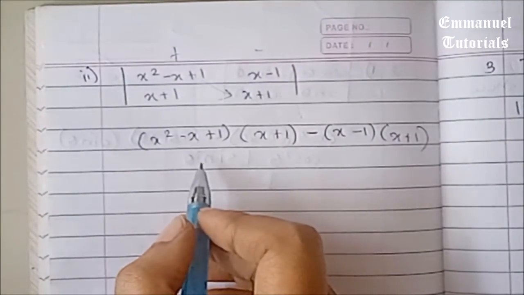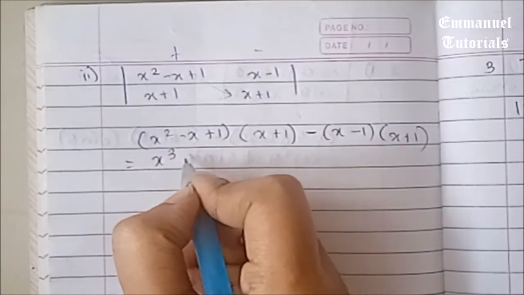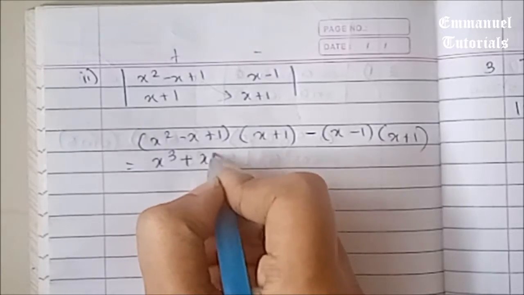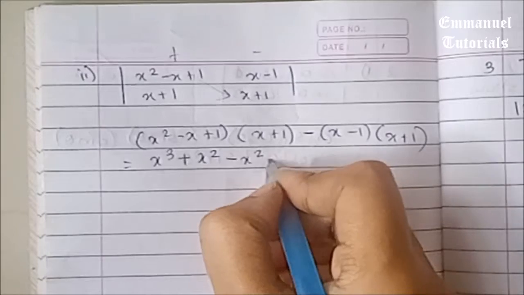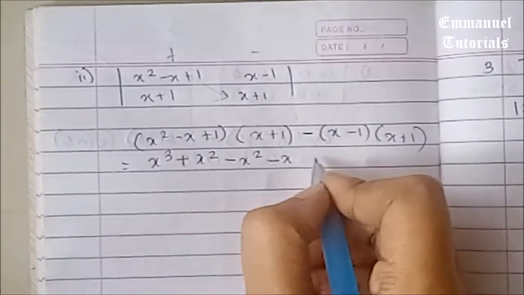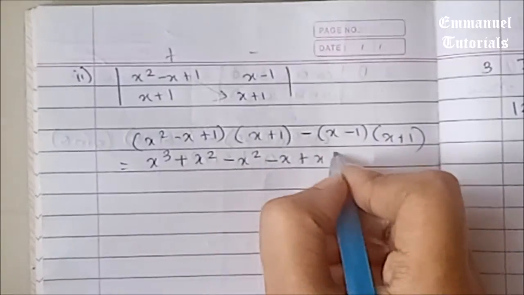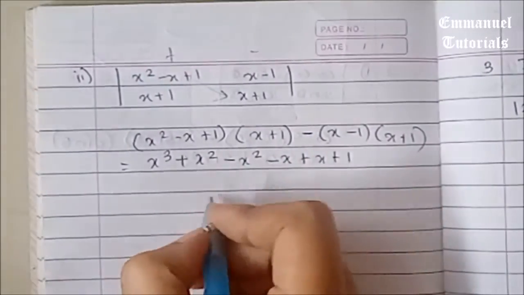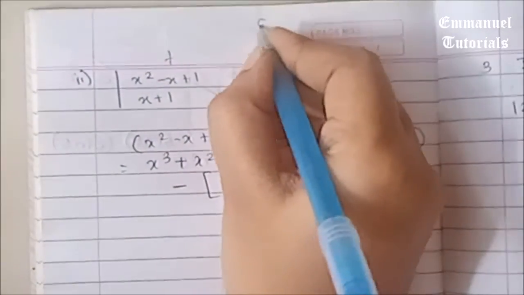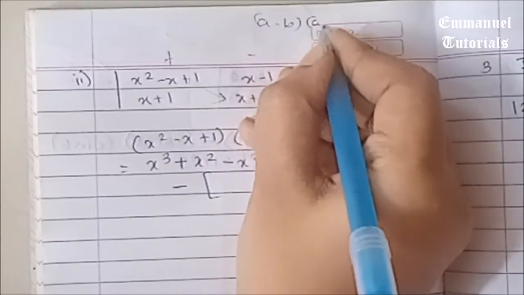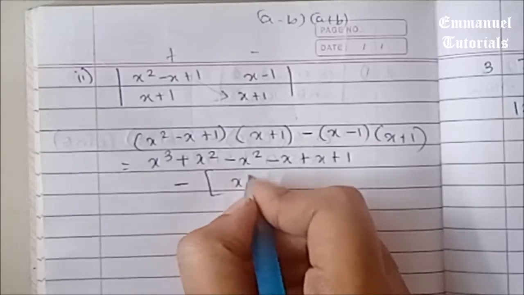Now let's expand this. What is it going to become? x cube plus x square minus x square minus x plus x, plus 1 into x plus 1, minus x minus 1 into x plus 1. It is a minus b into a plus b, right? So that is going to be a square minus b square, which here is x square minus 1.